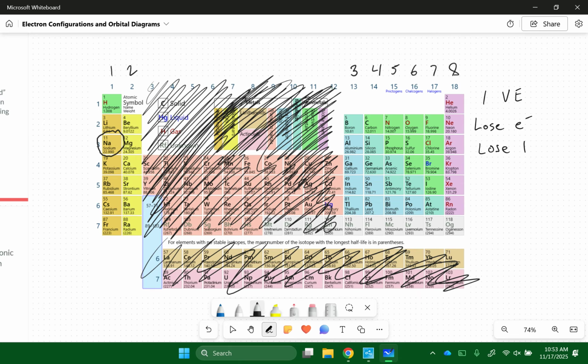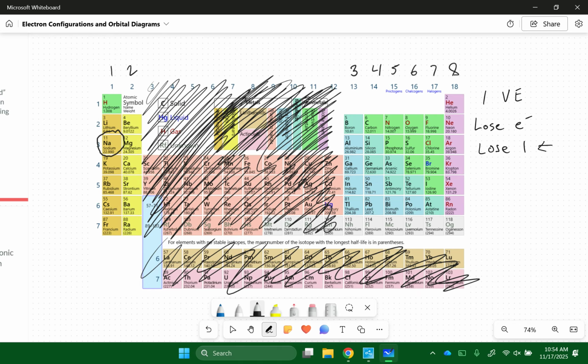Okay? Now, we have established it's going to lose one electron. Now, here is the deal. We have to figure out what charge this is going to end up being, okay? And the way we do that is by figuring out how many electrons are gained or lost. For each electron lost, because electrons are negatively charged, the resulting ion is going to have a positive charge equal to the amount of electrons lost.